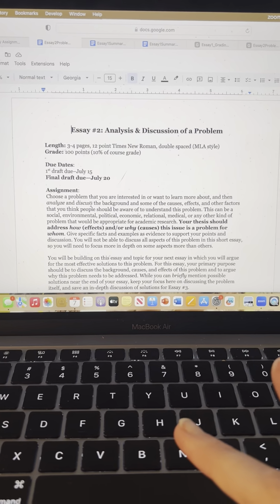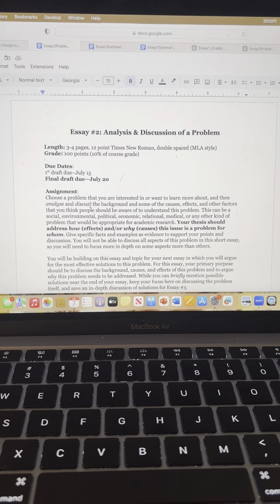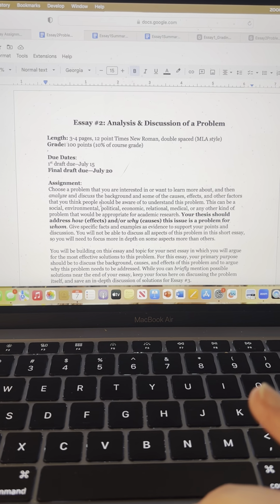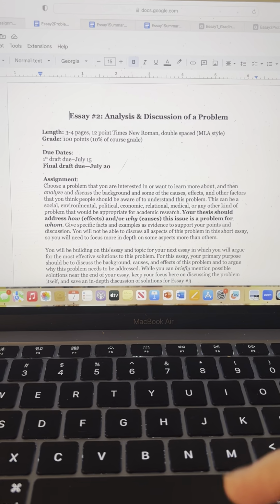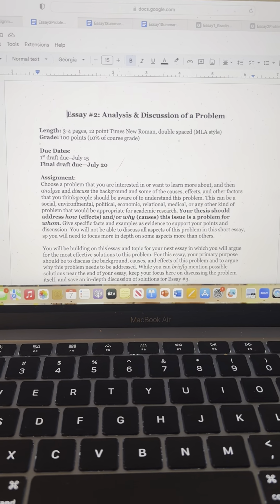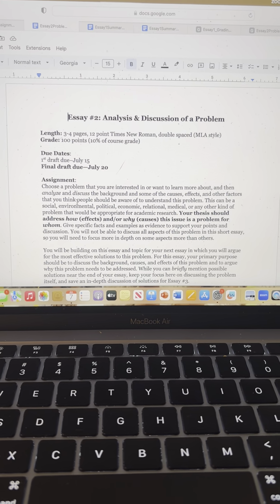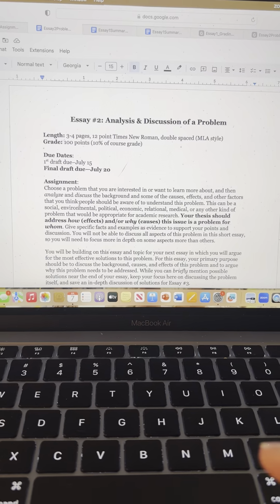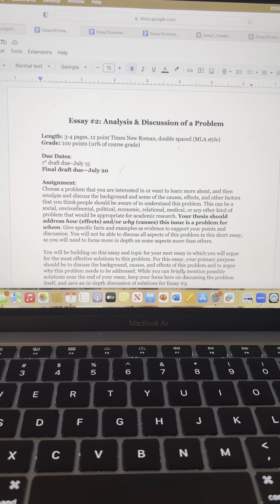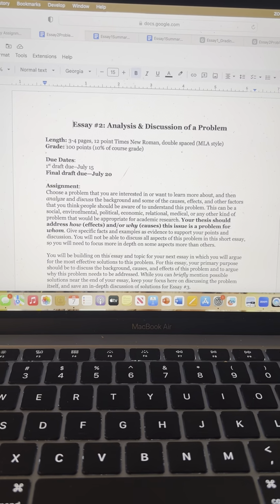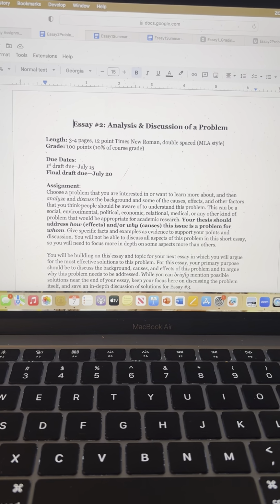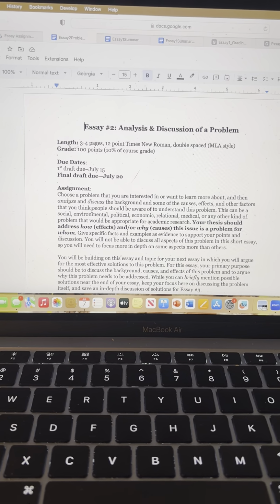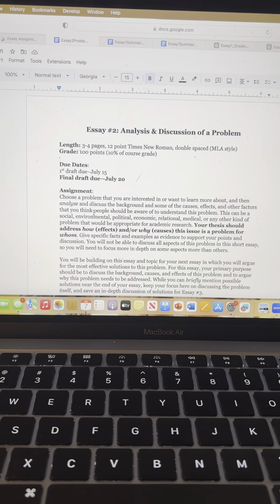So here you're going to choose a problem that you are interested in or want to learn more about, and then analyze and discuss the background and some of the causes, effects, and other factors that you think people should be aware of to understand this problem. This can be a social, environmental, political, economic, relational, medical, or any other kind of problem that would be appropriate for academic research. Your thesis should address how, effects, and or why causes this issue is a problem for whom. Give specific facts and examples as evidence of this problem. Look at the example papers of how students have successfully done this.